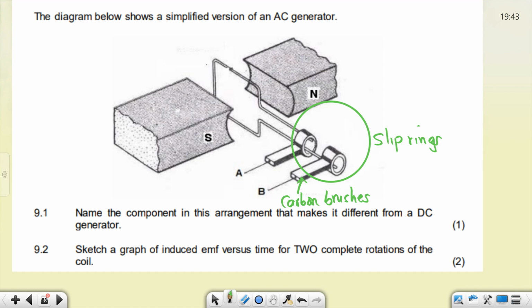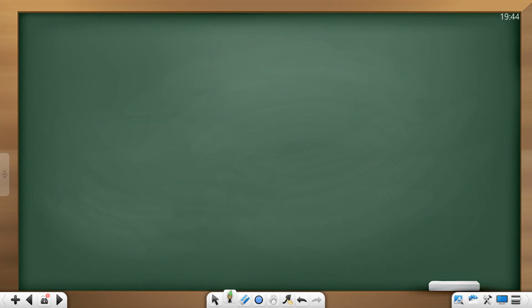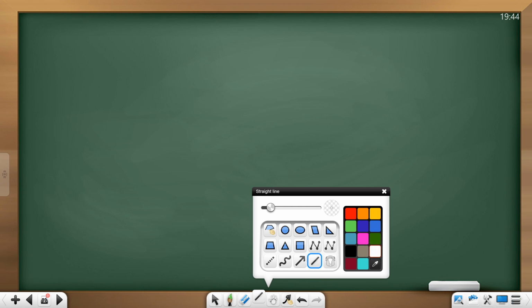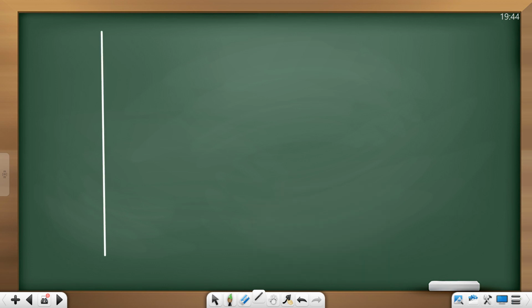Sketch a graph of induced EMF versus time for 2 complete rotations of this coil. All right, guys. When the coil is standing vertical like this, we are actually generating 0 EMF. All right, it's a 0 EMF. So let's quickly sketch. When it is standing, it is generating what? 0. But it's an AC, right? Remember?